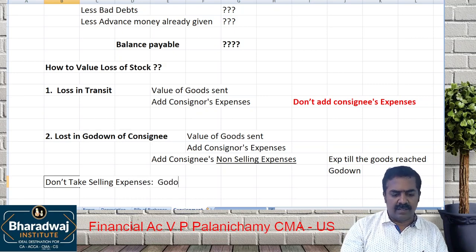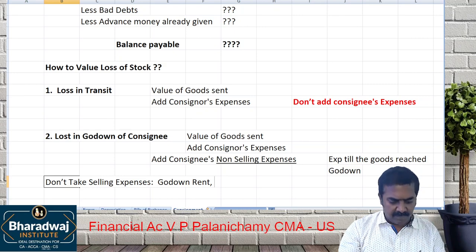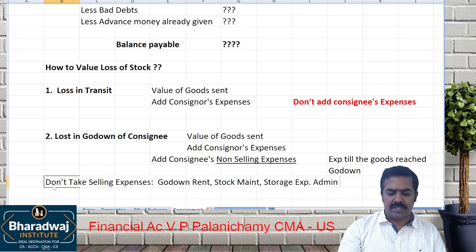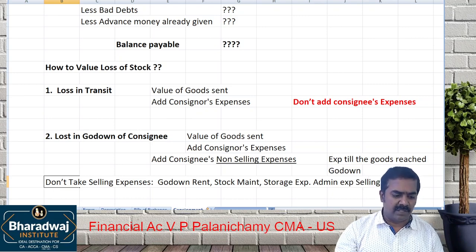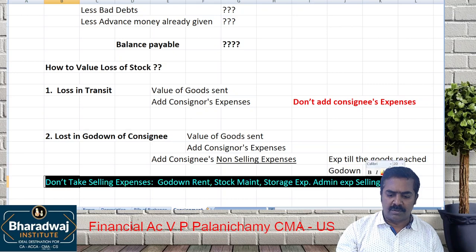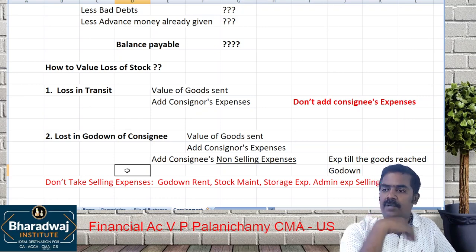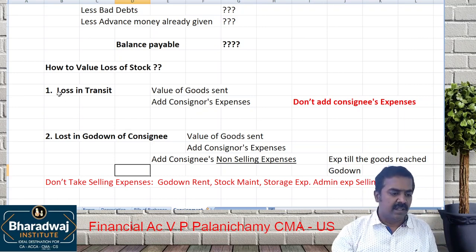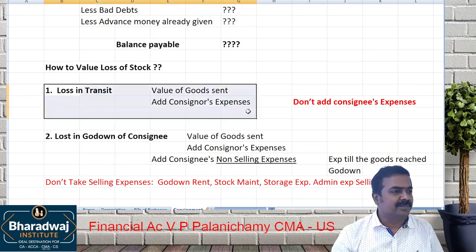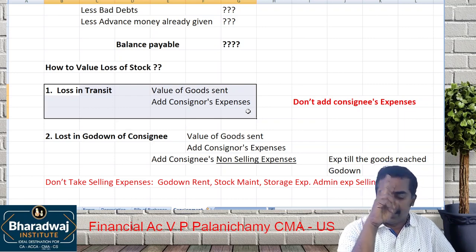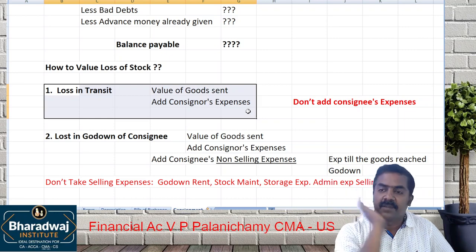Like godown rent, stock maintenance, storage expenses, administration expenses, selling expenses. For valuation of goods lost in the godown, don't take which one? Selling expenses, godown rent, stock maintenance charges, administration expenses; you should not take selling expenses. Once again, if the goods are lost in transit, what to do? Value of goods plus consignor's expenses only. Don't take any expense of the consignee.